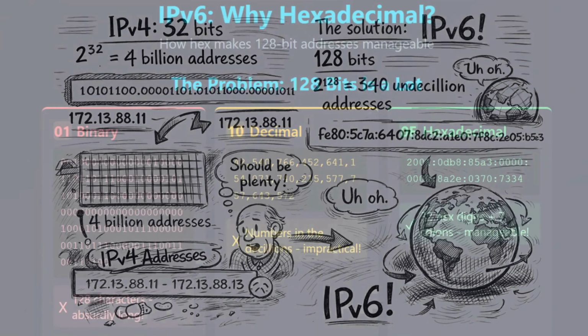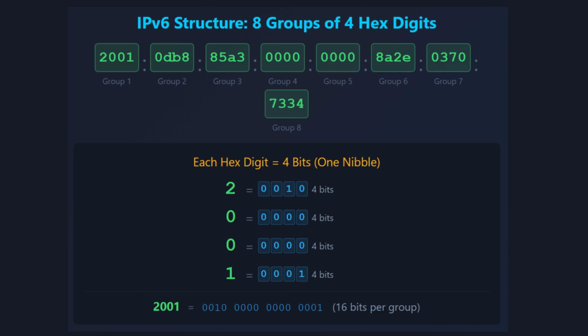Each hexadecimal digit represents 4 bits, 1 nibble, as we learned. So the 2 is 4 bits, the 0 is 4 bits, the 0 is 4 bits, the 1 is 4 bits, the 0 is 4 bits, the D, the B, the 8, each one 4 bits. Each group of 4 hex digits represents 16 bits. So before and after the colon, we've got 16 bits. 8 groups times 16 bits equals 128 bits total.